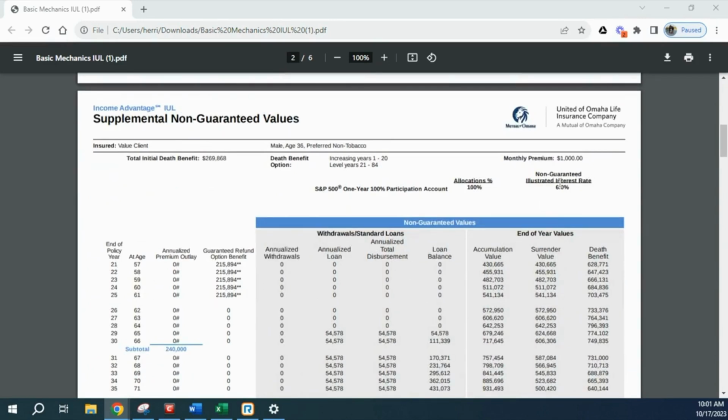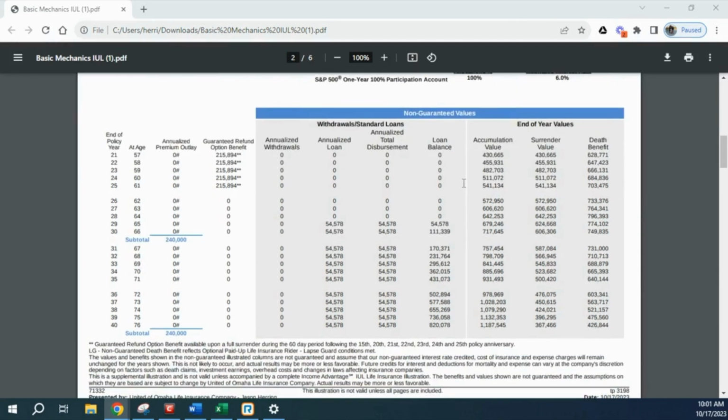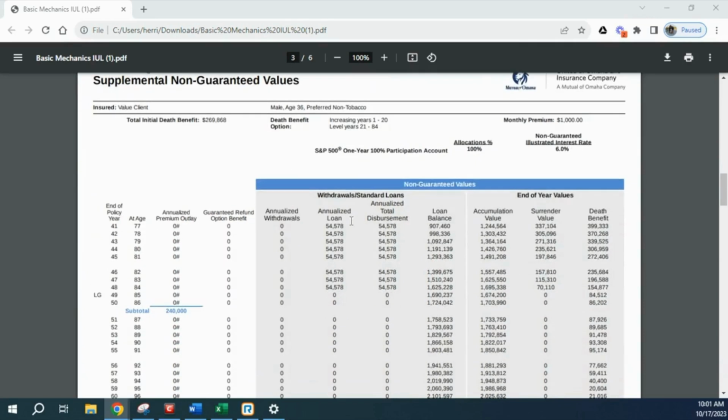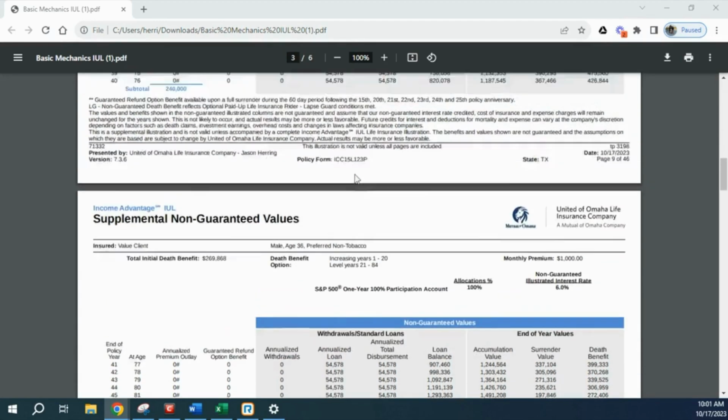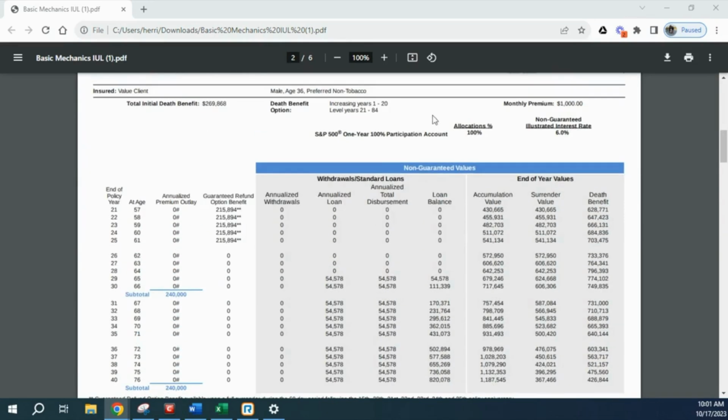And hopefully, based on a 6% average rate of return, it could be higher, it could be lower, obviously with a 10% cap. But based on an average of 6% over the life of the policy, this client is going to decide to start taking income at age 65 of $54,578 and continue that all the way through ages 84. So 20 years of premiums in, 20 years of income out, and this looks to be very, very beneficial for this client.